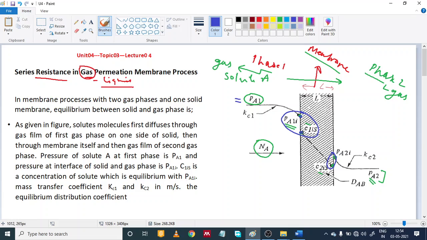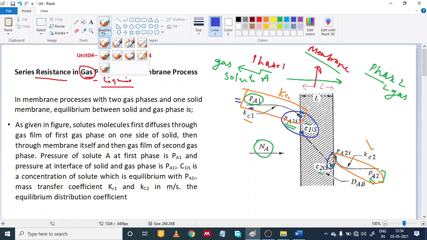As far as the transfer of A from the bulk phase to the interface is concerned, this portion is governed by Kc1, the mass transfer coefficient of A in phase 1, and this portion is governed by Kc2, the mass transfer coefficient in phase 2. So this is all the diagram, and now we come to the solution part: how to develop the equation related to the resistance in gas permeation.